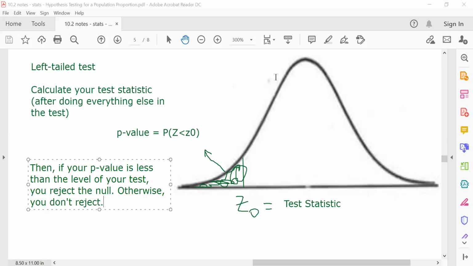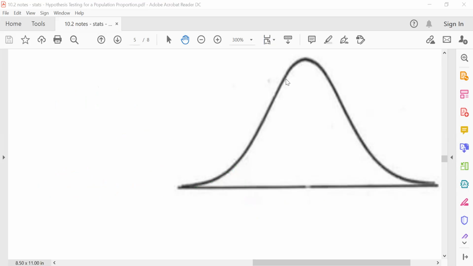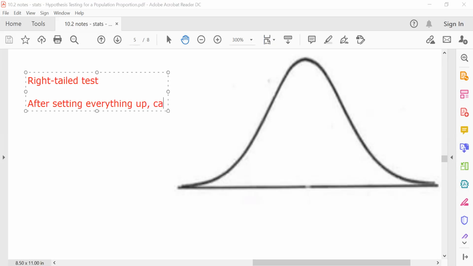Now that's great for a left-tailed test, so it's the probability of being less than your test statistic, which you can use a z-chart to find. For a right-tailed test, after setting everything up, calculate your test statistic. Let's say this is your test statistic, z naught.